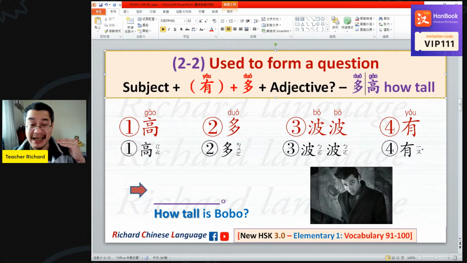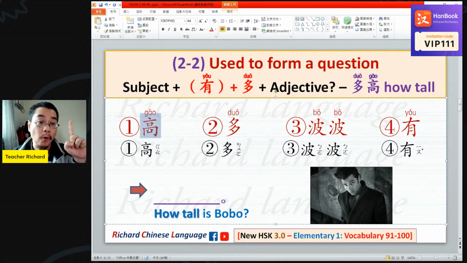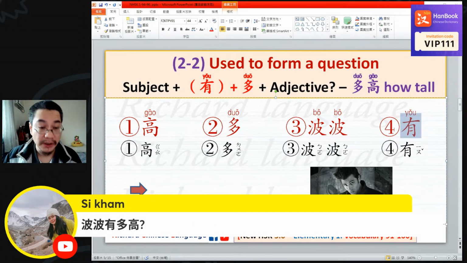多 here means how. So it's like how tall. 多高 how tall. Okay, once again, subject plus 多 plus adjective. Here, the adjective is 高. Okay, so here, let's do one quiz. 多 here means how, okay? How tall. 波波有 Okay, what's the answer?